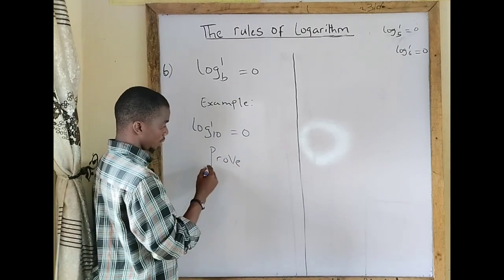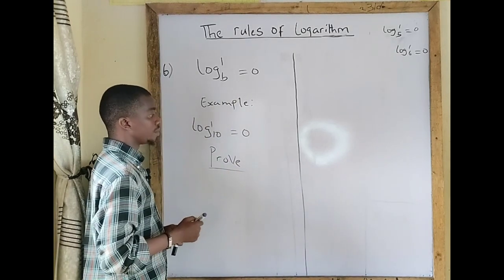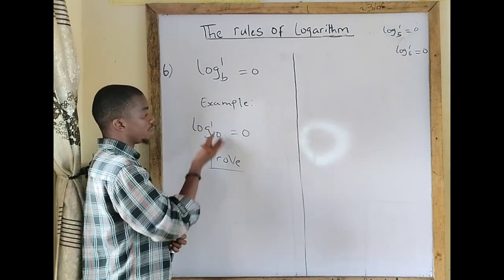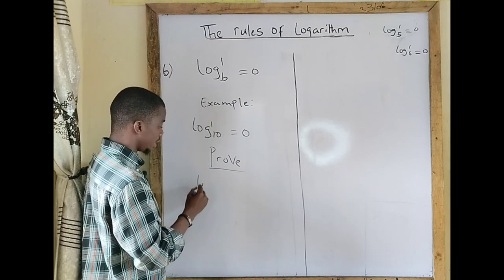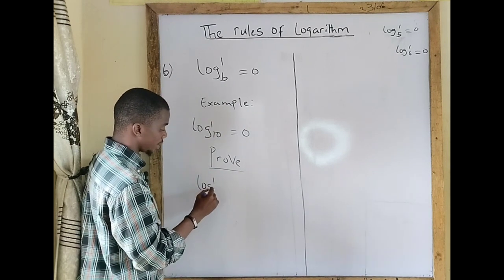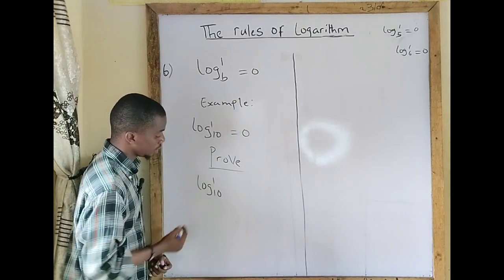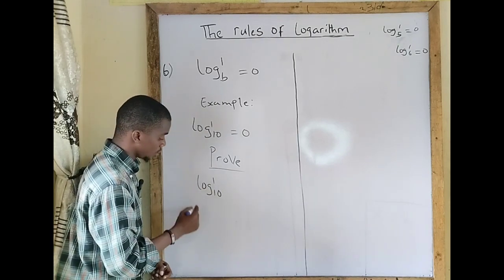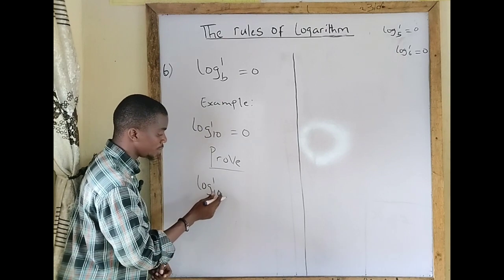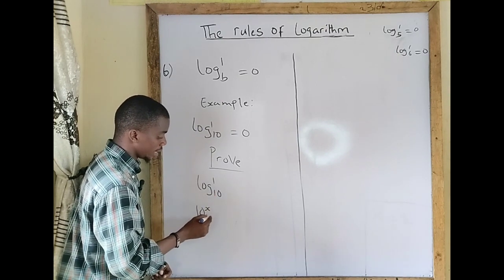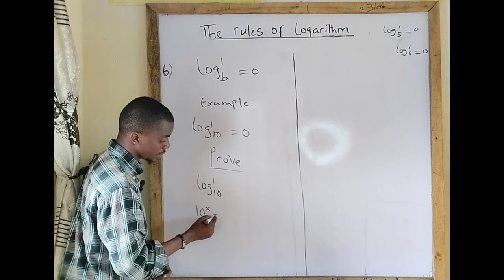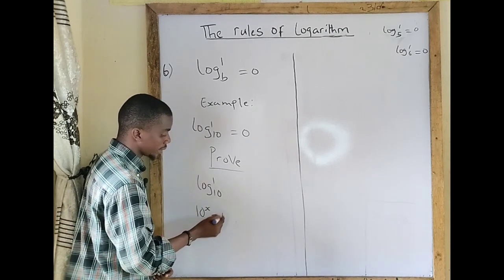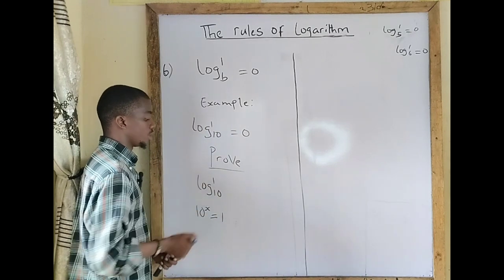If you write this logarithm, log 1 base 10, in its index form, log 1 base 10 is what we are proving, that is equal to 0. Writing it in index form, you know that this is 10, the base, raised to a power, say x. Remember our definition, that this is equal to 1. This is the index form of this logarithm.